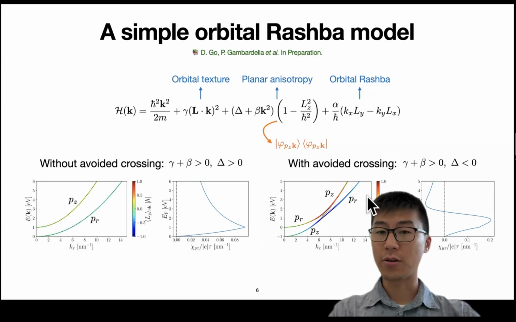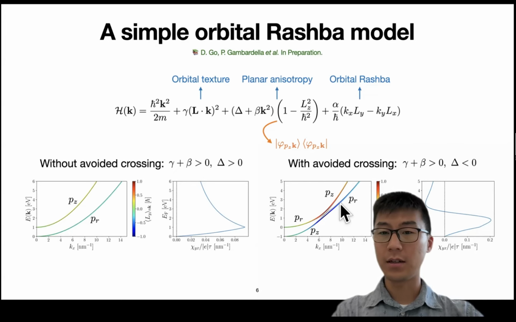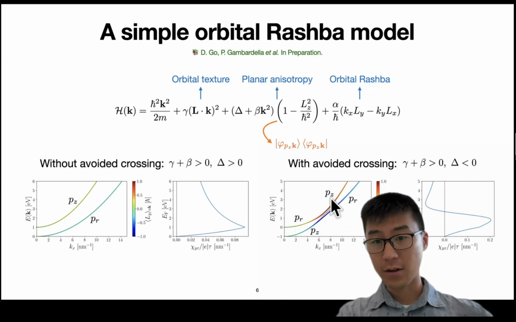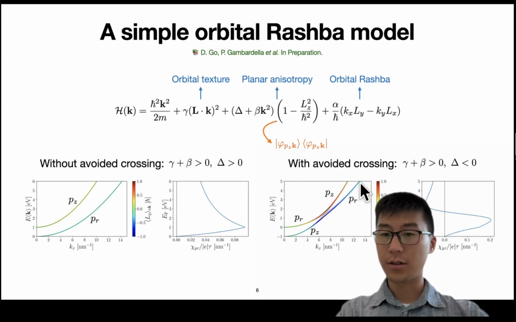But when there's avoided crossing, actually, it's more interesting because as you can already see here, angular momentum can be extremely high, reaching almost one full quantization value. So the PZ band goes like this, and P radial goes a bit like this. And this also shows very interesting, very non-monotonous evolution of the Edelstein effect as a function of Fermi energy.